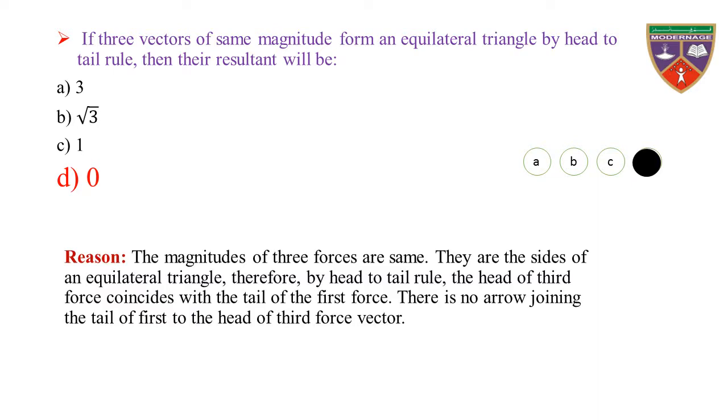Reason: the magnitudes of three forces are same. They are the sides of an equilateral triangle. Therefore, by head to tail rule, the head of the third force coincides with the tail of the first force. There is no arrow joining the tail of the first to the head of the third force vector. Hence, the resultant is 0.